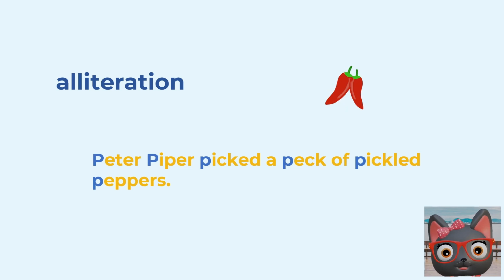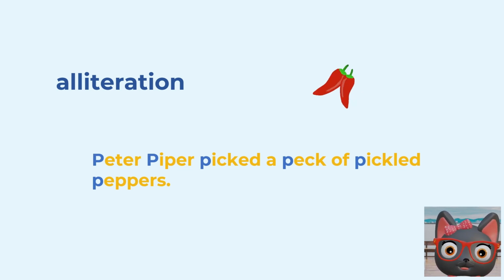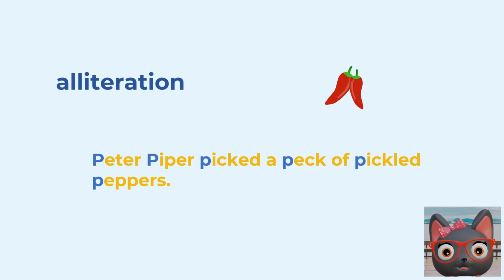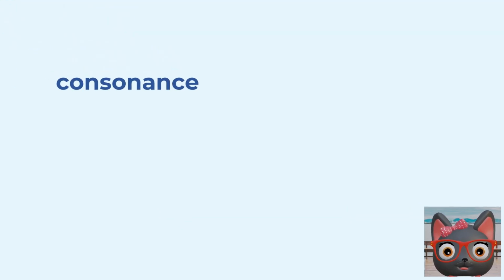Alliteration, as we just saw, can be used to create rhythm. It may also evoke certain moods. For example, the repeated use of the S sound is often used to cue snake-like qualities such as danger or slyness. Next up is consonance.